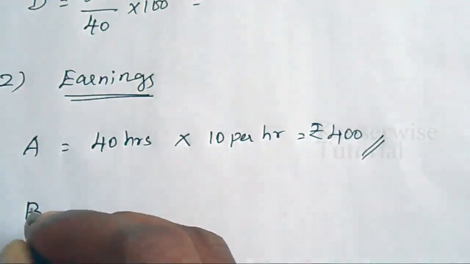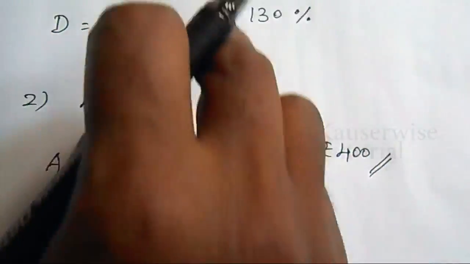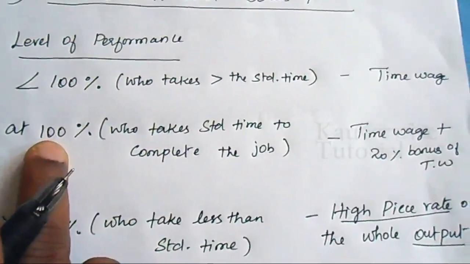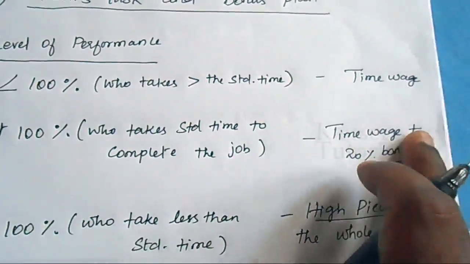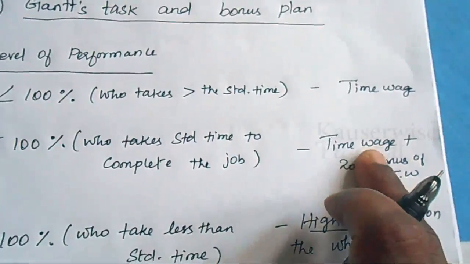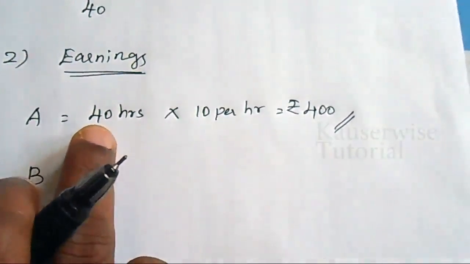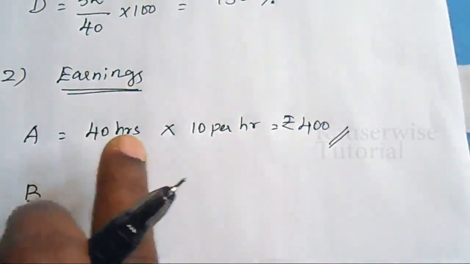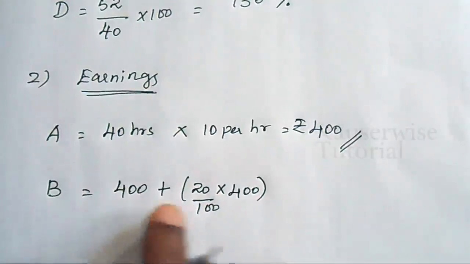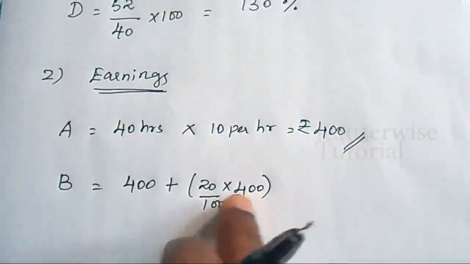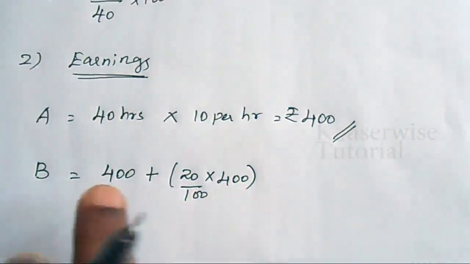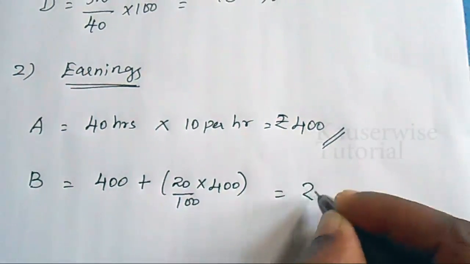For B, level of performance is 100 percentage. Just see the rule. At 100 percentage, it means time wage plus 20 percentage bonus of time wage. How do we calculate time wage? Same thing. All the employees worked 40 hours, and for every hour they are entitled to get 10 rupees. So, 400. For B, time wage plus 20 percentage of time wage. So, 400 into 20 percentage, how much? 80 rupees. So, 400 plus 80, 480.